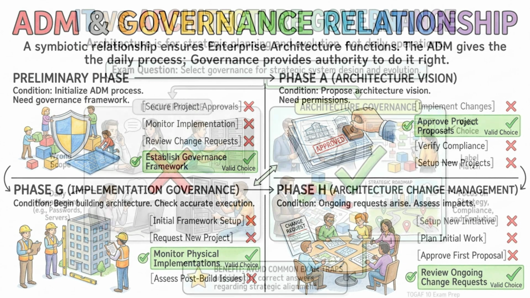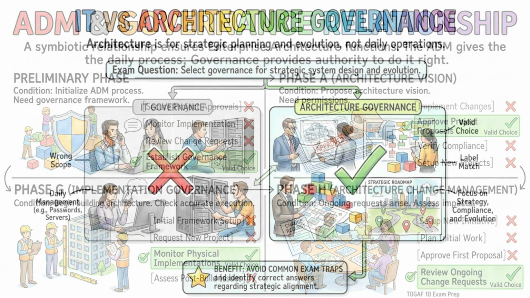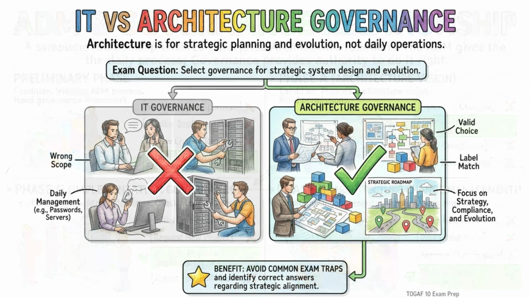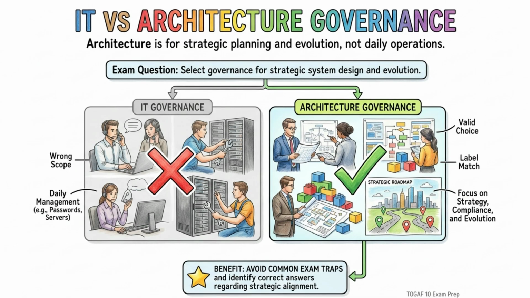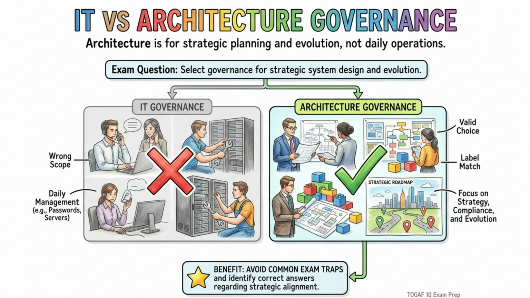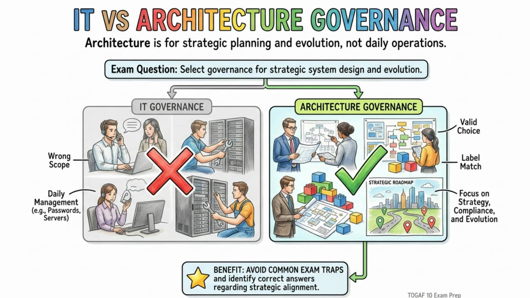A common mistake certification candidates make is assuming that IT governance and architecture governance are the exact same thing. IT governance focuses on the daily management, operations, and support of IT services, such as resetting passwords or fixing servers. Architecture governance focuses specifically on the strategic design, compliance, and evolution of the enterprise systems over time. Keeping this distinction clear will help you avoid trap answers that confuse strategic architectural design with everyday IT service management.